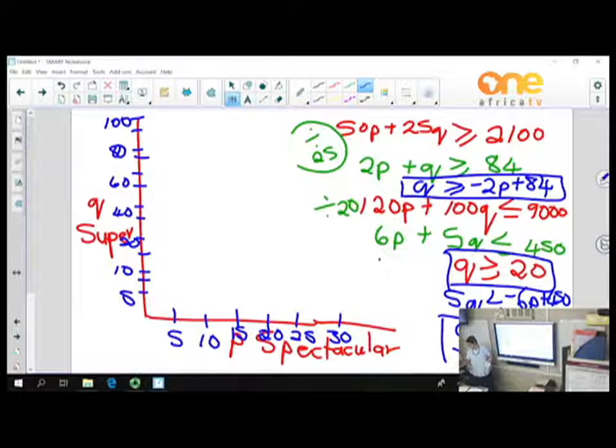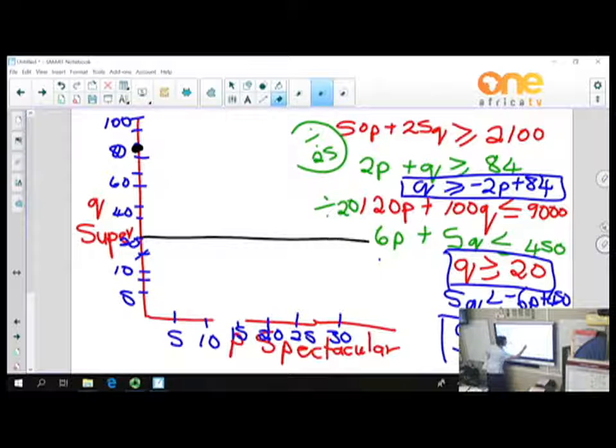Have you drawn your axis? Okay, now we have to draw the lines. Which one is the easy one, which you should start with and get your marks? So yes, that is that line, and this is then the unwanted region.